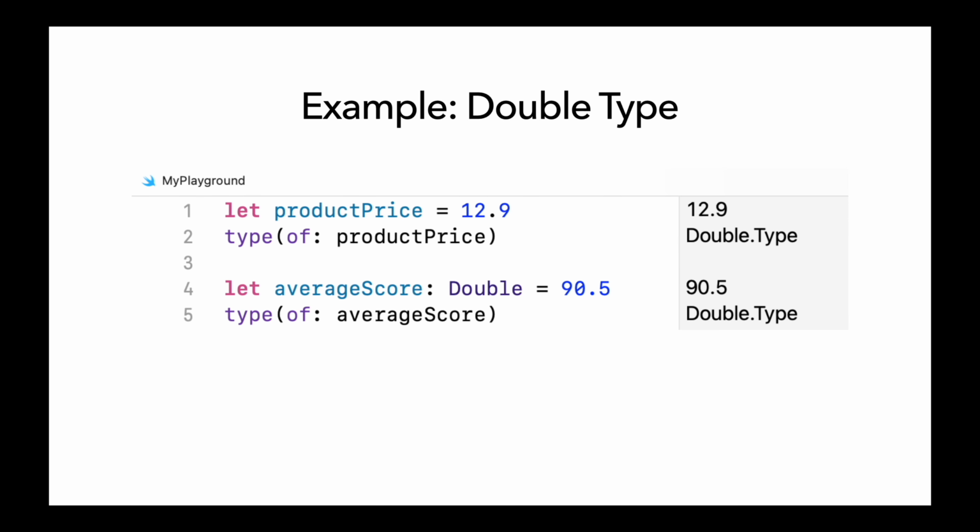Here are a couple of examples of declaring constants with Double type values. In the first case, we don't specify any type while assigning the value 12.9 to the constant productPrice. Swift compiler automatically infers type as Double. In the second example, we use type annotation to tell the constant should be of type Double.